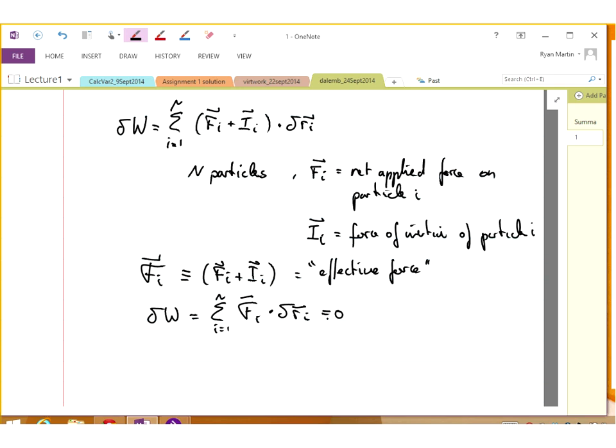This effective force contains both the applied force and this force of inertia that we've introduced. The net applied force on the particles could in principle also include forces of constraint. But as we saw in most cases, these forces of constraint or these internal forces do no virtual work, and that will still be true. And delta R is again a virtual displacement that is in harmony with the allowed constraints. Okay.